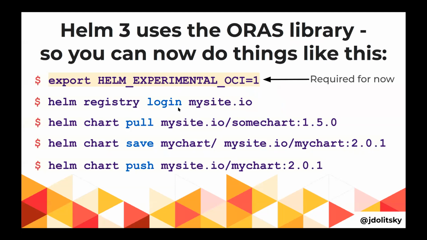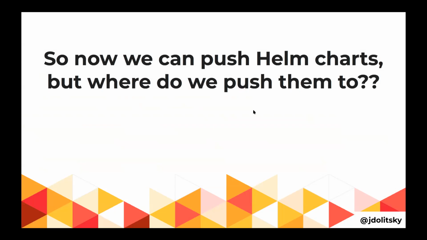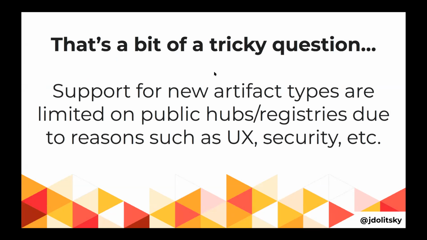So you can start to do things like you would with Docker against registries. Imagine if you've deployed a Harbor to mysite.io, you can start downloading and uploading charts just like you could a Docker image. So now we're able to do this with Helm, but now the question becomes, where do we actually push these to? It's a little bit of a tricky question because the cloud registries have sort of whitelisted, we only accept Docker images in the registry.